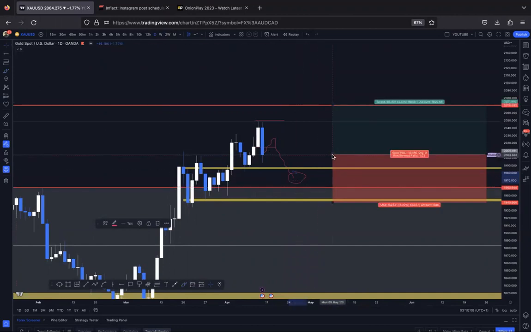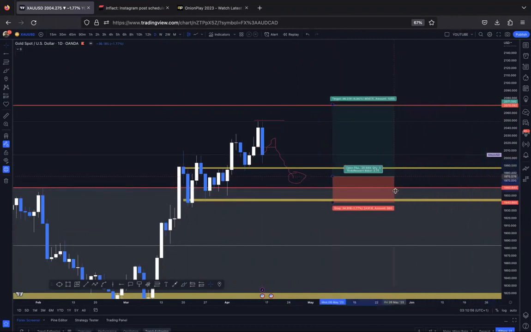So when that happens, it means your entry is no more going to be here. Your entry is going to be somewhere here. So in this case, your risk reward increases significantly from 1:1 to 1:2.7. So now you are risking 300 pips to make 900 pips, which is very significant.